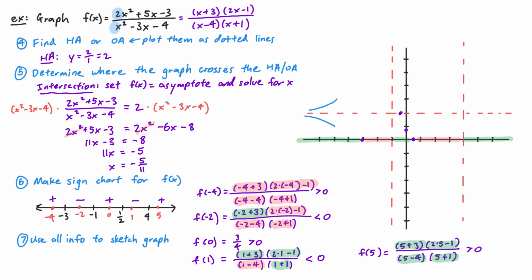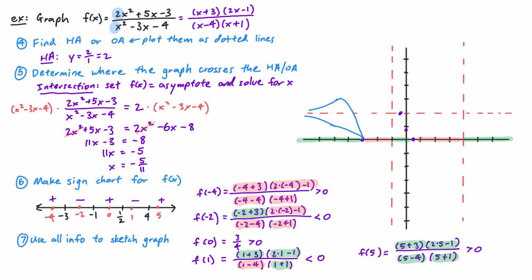Now, keep in mind that as we go from left to right, the next thing my graph needs to connect to is this x-intercept here. So if my graph goes towards the horizontal asymptote from above, it would look something like this. And if it goes towards the horizontal asymptote from below, it would look something like this.